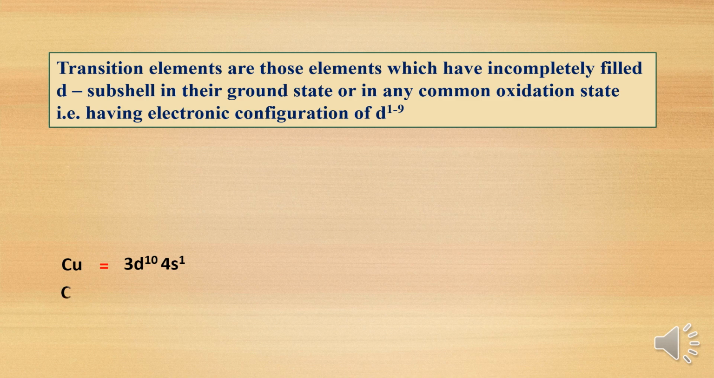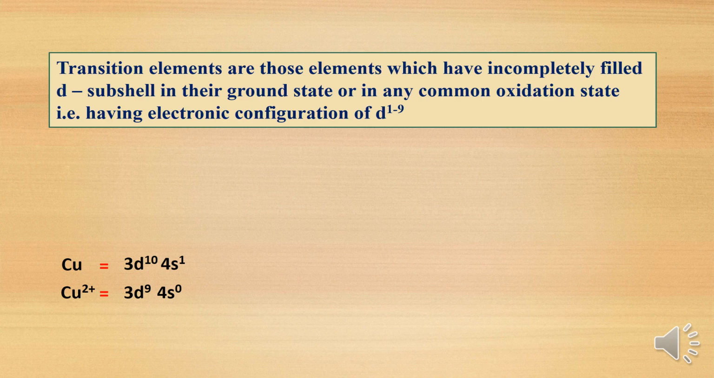Now, to get 3d9, you have to make copper plus 2. If the copper plus 2 oxidation state is there, it becomes 3d9, since 2 electrons are removed from copper. Then Cu plus 2 is a transition element, because d9, that is d1 to 9, is present; only then is it called a transition element.